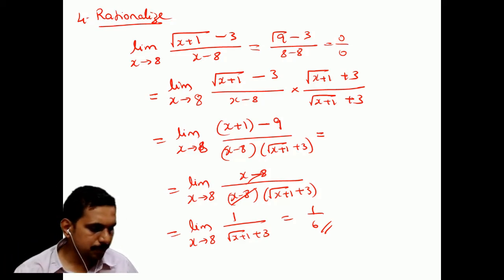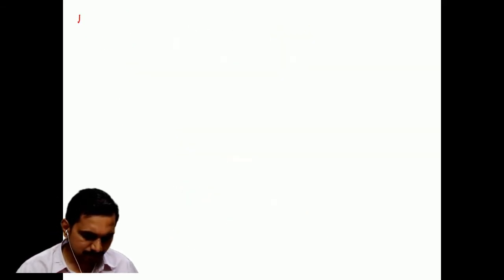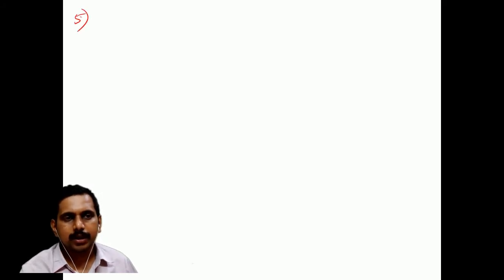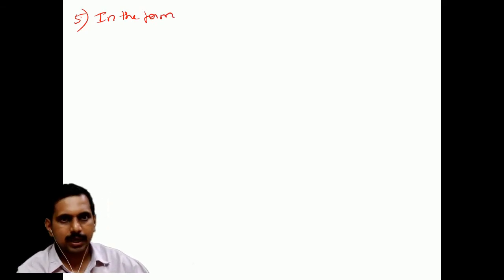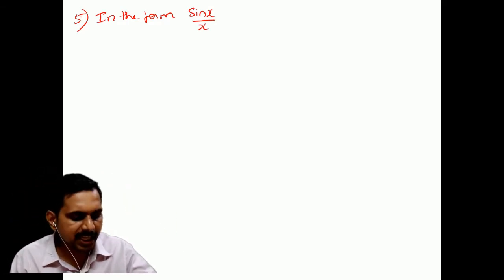Okay. Next point is having things in the form of... that is the fourth point is over, right? What is the last point? Fourth point. Okay. So fifth point would be, if you have something in the form, this is something which has come in GATE a lot of times. So the fifth point would be in the form sine x by x. If you have it in the form of sine x by x, then how to do it?